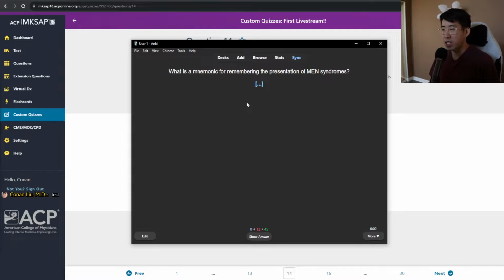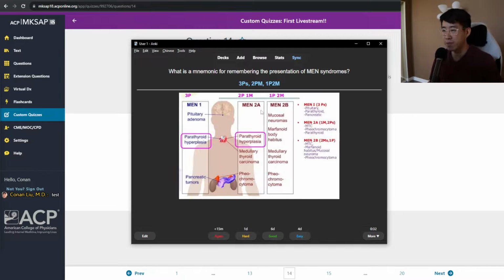What is a mnemonic for remembering the presentation of MEN syndrome? So there's three MEN syndromes, right? There's MEN1, there's MEN2A, and MEN2B. So MEN1 is going to be three Ps: parathyroid, pheochromocytoma, pituitary. Then MEN2A is two Ps and one M: parathyroid, pheochromocytoma, and medullary thyroid. And then MEN2B is one P and two Ms: so let's see, pituitary, parathyroid, pancreatic... parathyroid, pheochromocytoma, and medullary. And then mucosal neuromas, medullary thyroid, and pheochromocytoma.